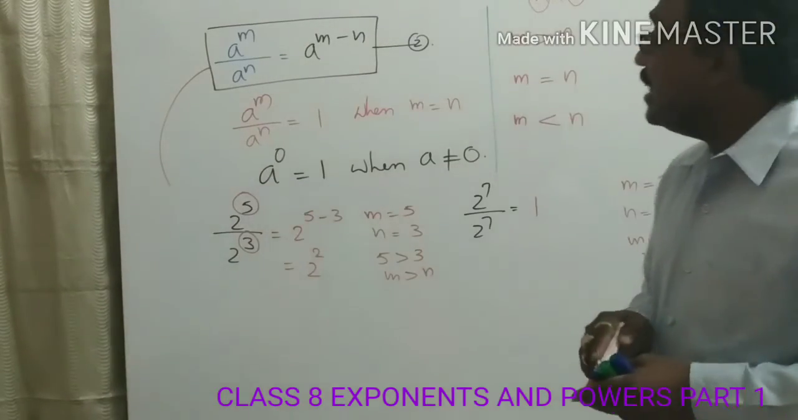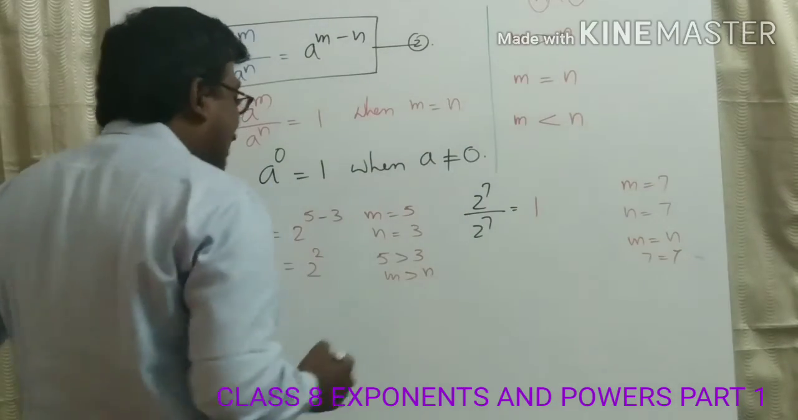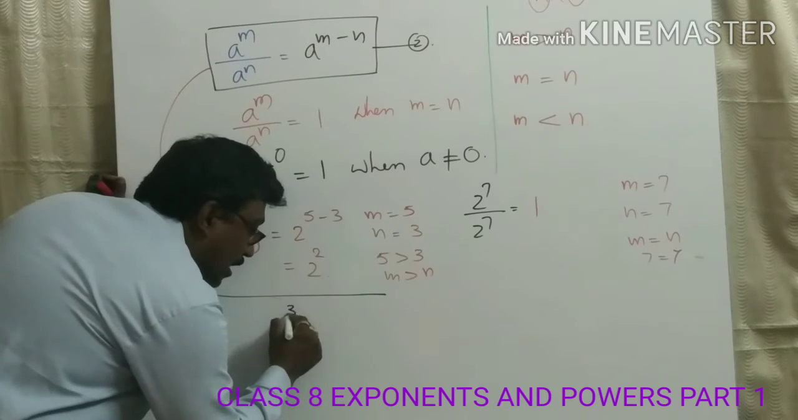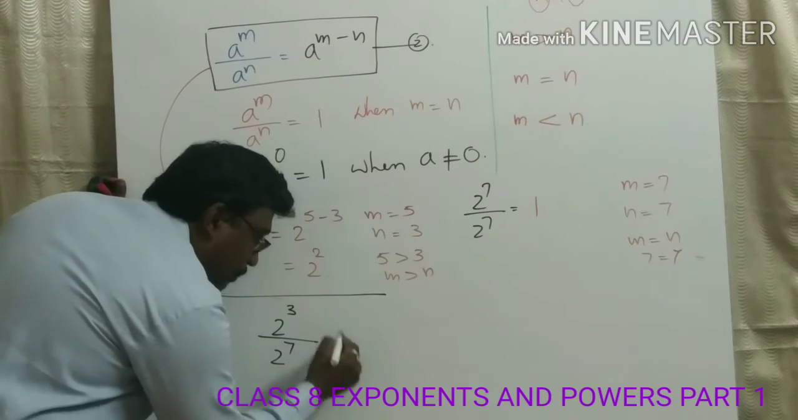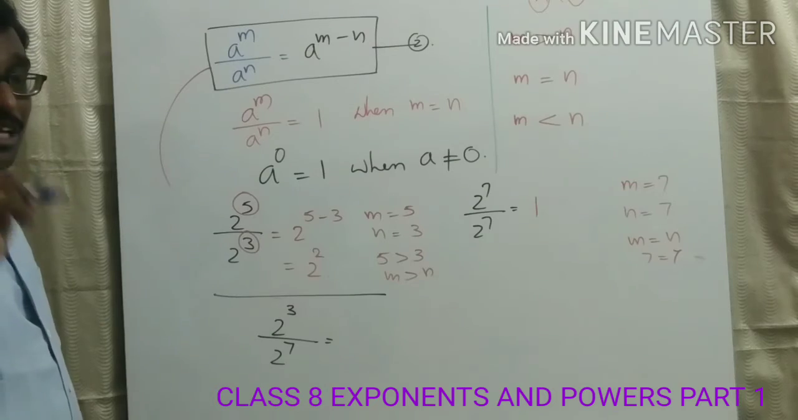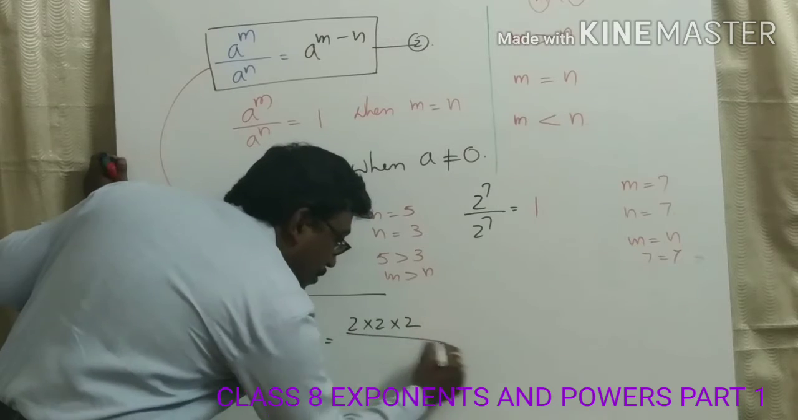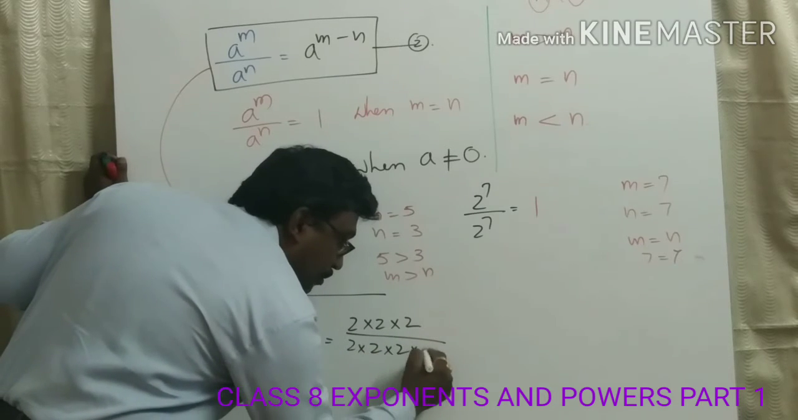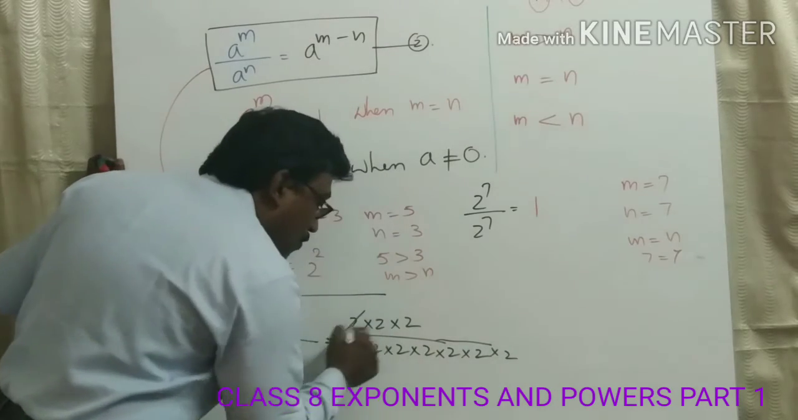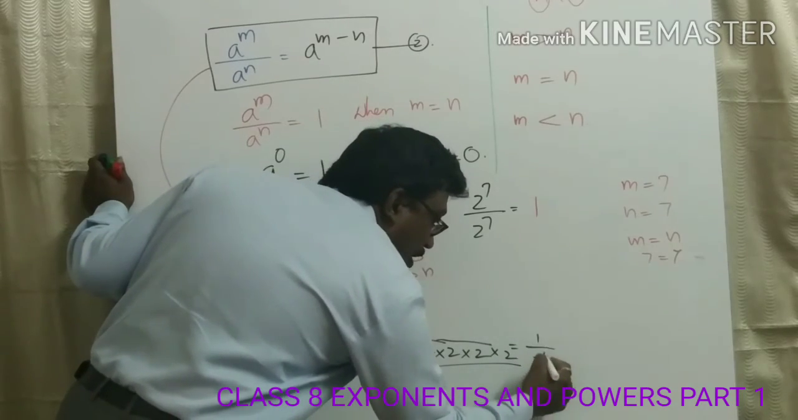If m is less than n, did you understand my point now? That is nothing but, suppose 2 to the power of 3 by 2 to the power of 7. How will it come? 2 into 2 into 2 by 2 into 2 into 2 into 2 into 2 into 2 into 2. Writing 7 times, 3 cancel. So in the denominator, 2 to the power of 4 is left.